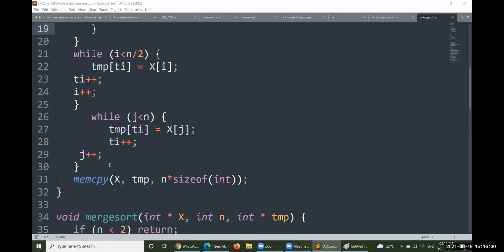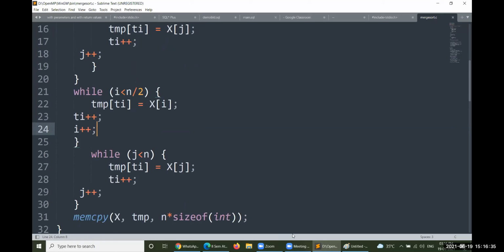So the merge sort algorithm is always common. How this could be done, I'd like to show you. Here it is.